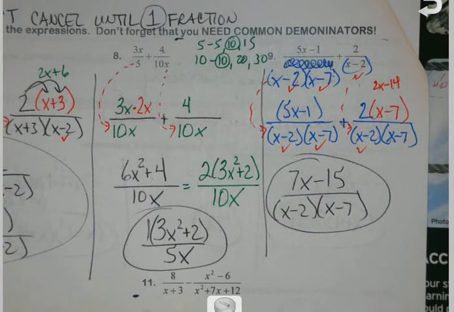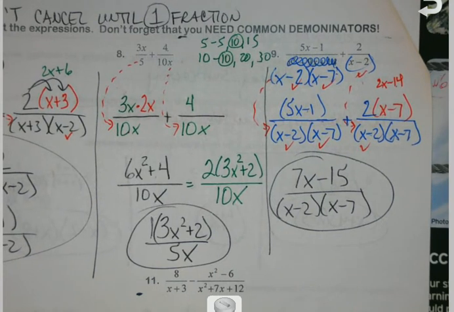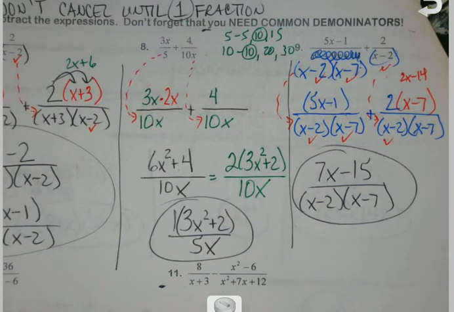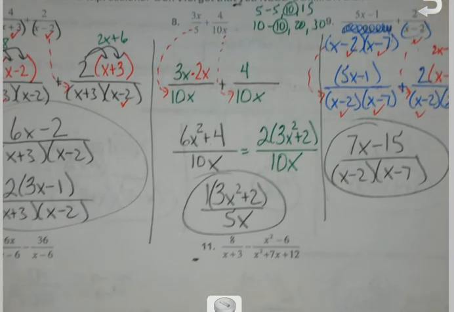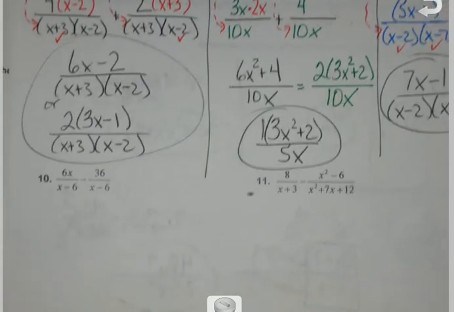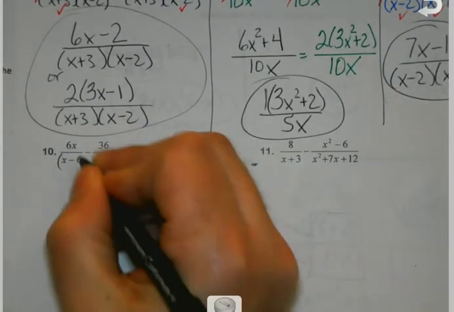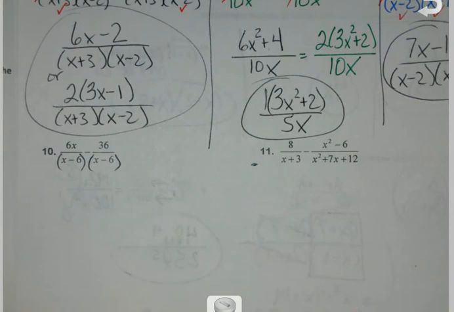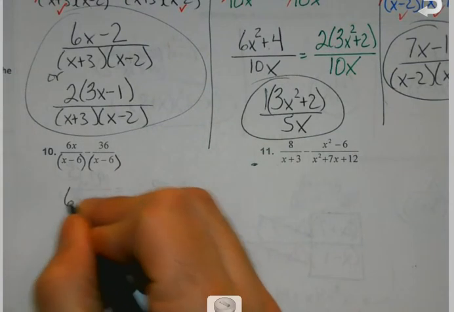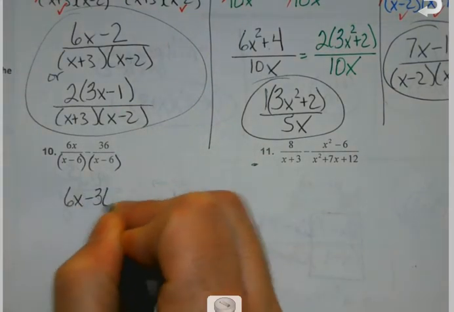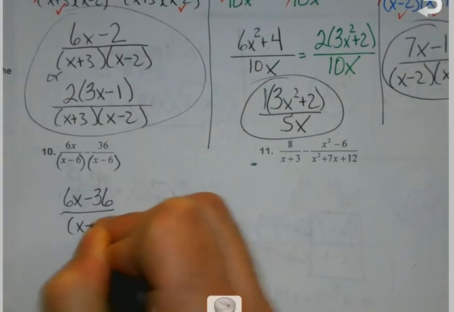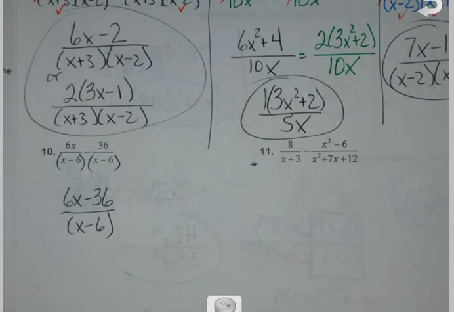Okay, so notice those first three were all addition problems. We combined like terms, we canceled out, we went our way. Number 10 and 11 involve something a little bit trickier that we've got to think about. Nice thing, we have a common denominator already. Woohoo! We think this is the easiest question on the whole quiz, and it may be if we're careful. 6x minus 36 over x minus 6, because I didn't have to do anything to either fraction. I already had a common denominator.